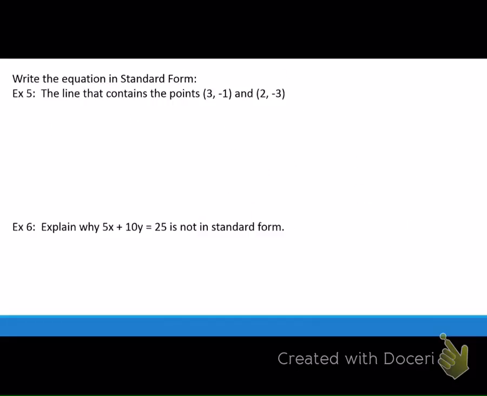The line that contains the points 3, -1 and 2, -3, we need to write that into standard form. How are we going to get that into standard form? What are we going to have to do? Start with point slope form. Sometimes you start with point slope form. Most of the time you're going to have to start with point slope form, guys. All right? There's no good way of writing an equation in standard form without starting in point slope or slope intercept form first. So you're going to have to start with one of those ones. We can't start with slope intercept because we don't have a y-intercept because neither x value is 0. So that's why we're not starting there.